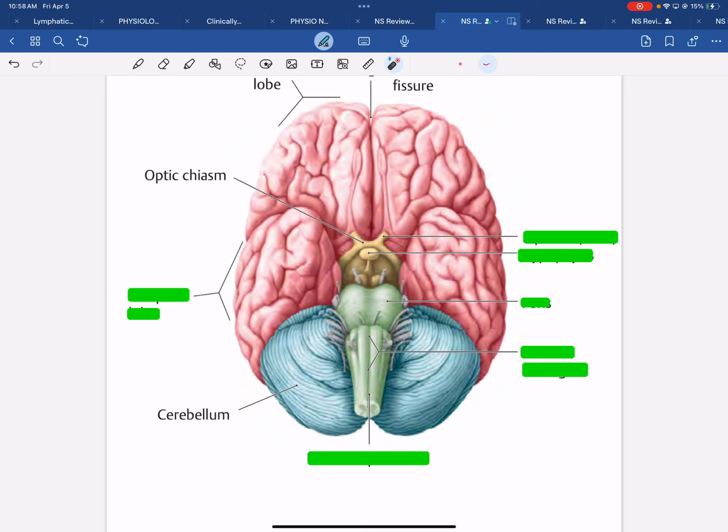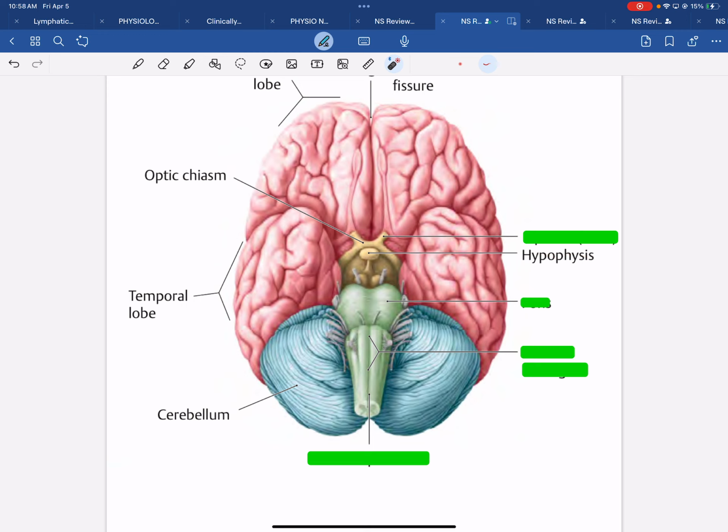Where have you seen that word decussation before? Pyramids. Good, the pyramids, good. Which lobe? This is the temporal. Good, temporal lobe. What is this? The pituitary. Good, the pituitary gland. You can also call it the hypophysis.